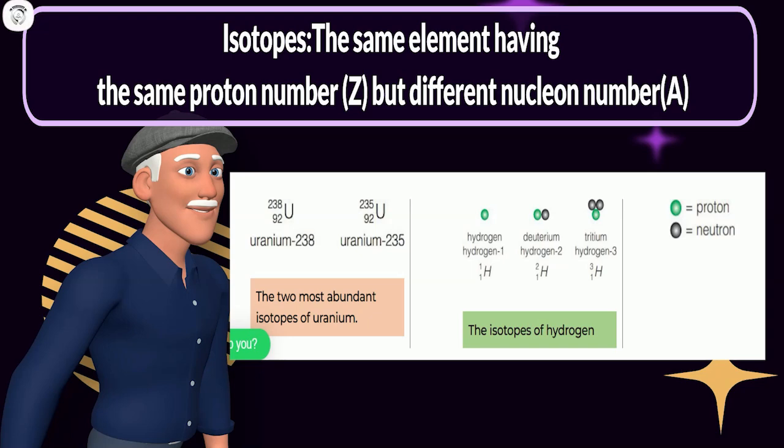Similarly, we have a few isotopes of hydrogen, among them simple hydrogen, which is called 1-1. Then there is deuterium and there is tritium. All of these three hydrogen elements have the same proton number, but deuterium is going to have 1 neutron and tritium is going to have 2 neutrons. This is the difference between them, but they are isotopes of each other.